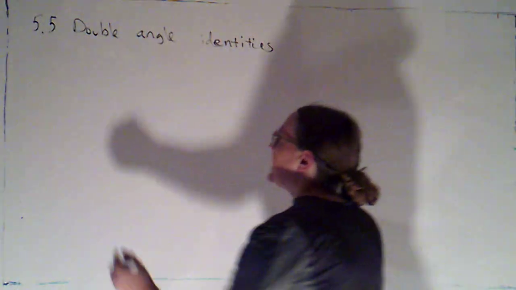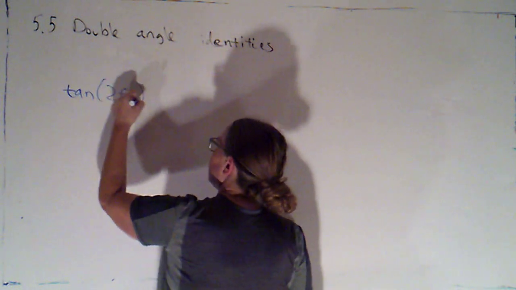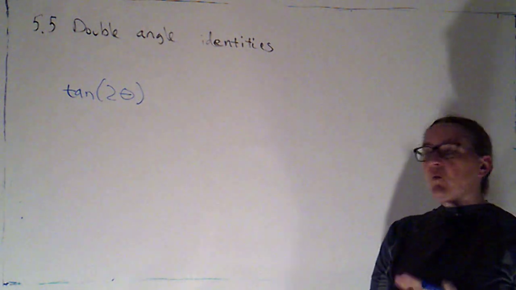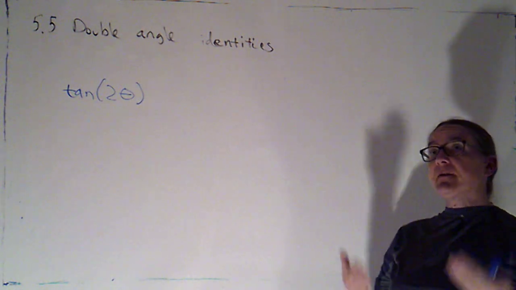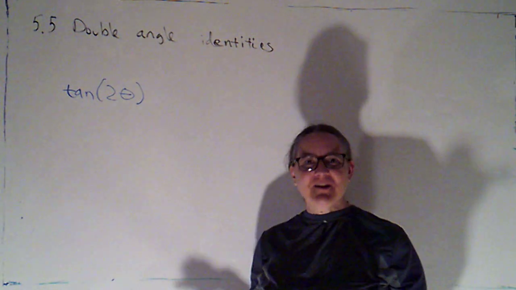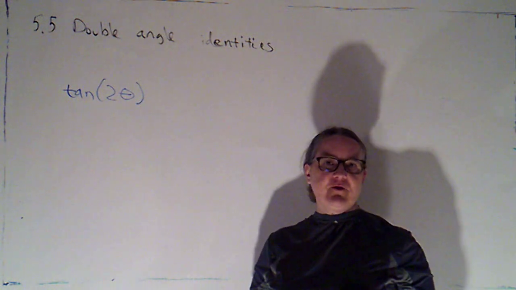Okay, I want to get in this video a double angle formula for tangent. So I want to figure out tangent of 2 theta. I've got a couple of options. One option is that if I remember the sum formula for tangent, I can do exactly what we did with sine and cosine. I can just write 2 theta as theta plus theta and plug into that formula.